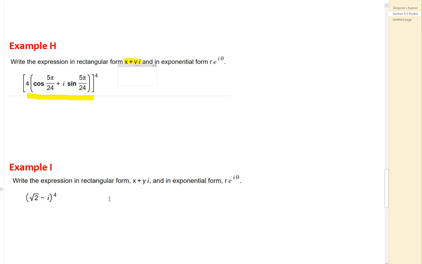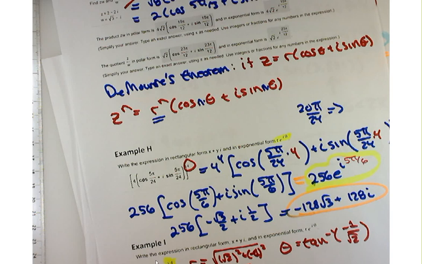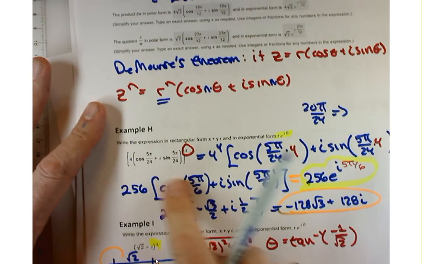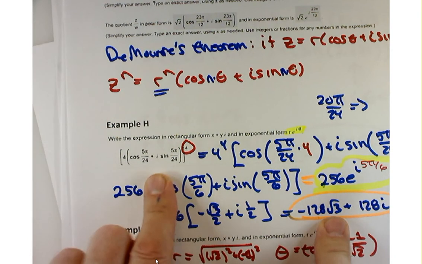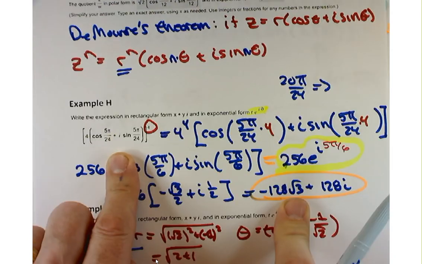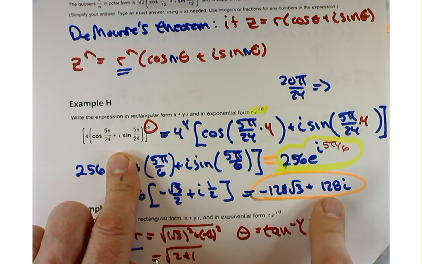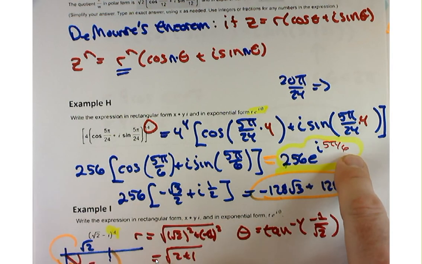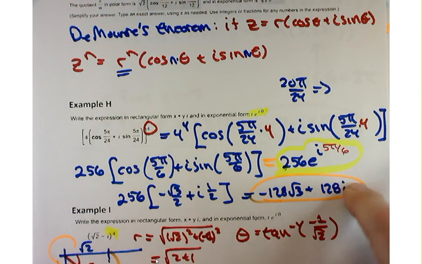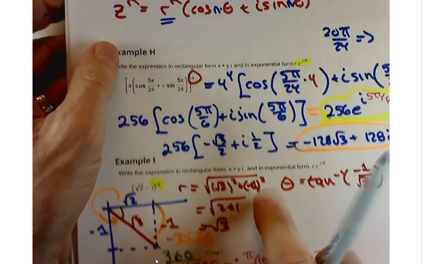Yeah. So we're asked to find the fourth power of these, and it turned into something like this. Negative 128 times the square root of 3 plus 128i. Beautiful. If you were to write it in exponential form, it would look like this. So you got both of them. You got rectangular form and exponential form. I'd be ready for that. And of course, we just finished practicing one like this.